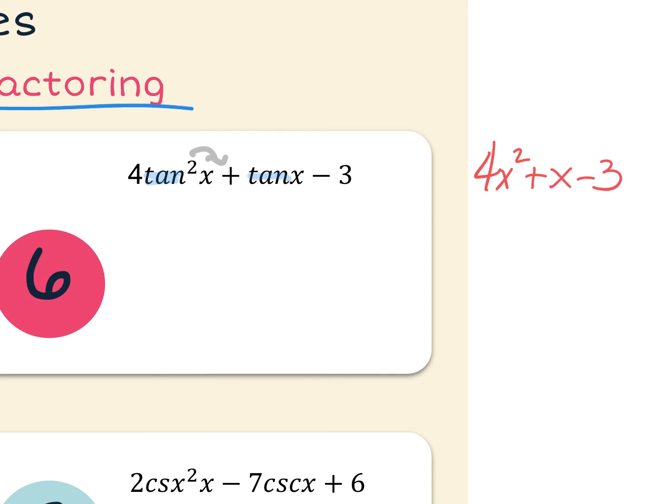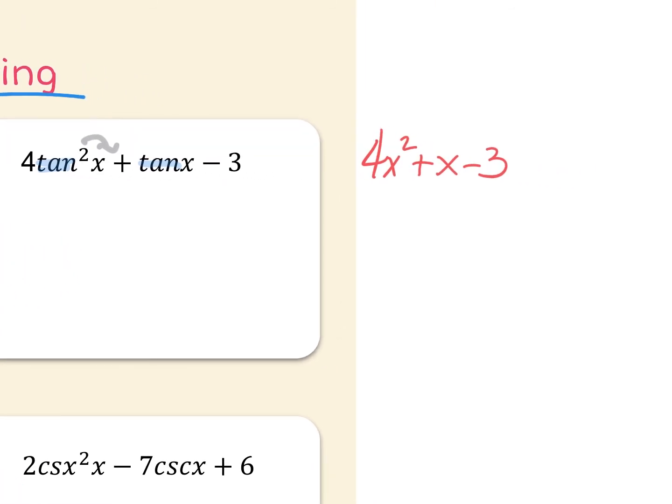Now, this is small enough where we could probably guess and test. However, if you don't like guessing and testing, then you could also do factor by grouping. But if I guess and test here, the factors of 4 are either 1 times 4 or 2 times 2. So it's actually going to factor into 4 and 1. So if I put a 4x here and a 1x here, and then the factors of 3 are 1 and 3, but the 3 is negative.